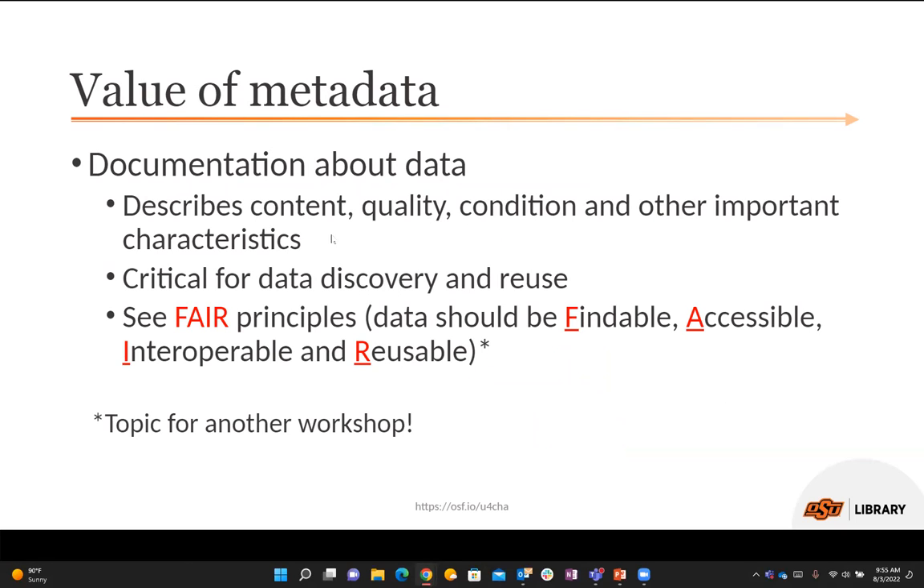Okay, so you want to provide descriptions of what's the content, quality, anything that's critical to the reuse of that data. And it's critical for data discovery and reuse. I mentioned FAIR here. FAIR is an acronym, which, if you haven't already, you will undoubtedly come across. It stands for findable, accessible, interoperable, and reusable. I'm not going to go into it today, but it's the reason why metadata is so critical, because without it, these steps become impossible.